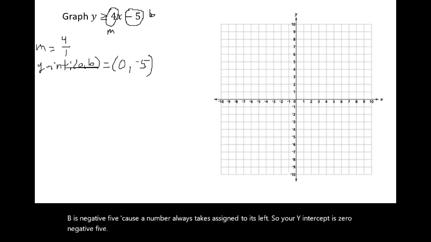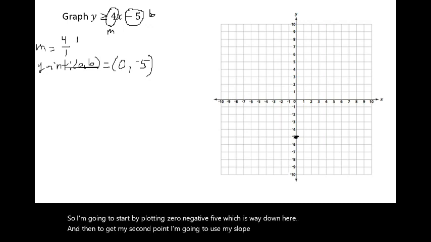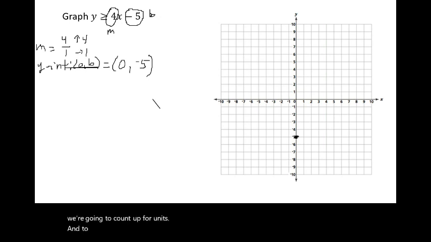So I'm going to start by plotting 0, -5, which is way down here. And then to get my second point, I'm going to use my slope. Now, since this is a positive 4, we're going to count up 4 units and to the right 1 unit. So I'm going to count up 1, 2, 3, 4 and over 1. Then I'm going to count up 1, 2, 3, 4 and over 1.